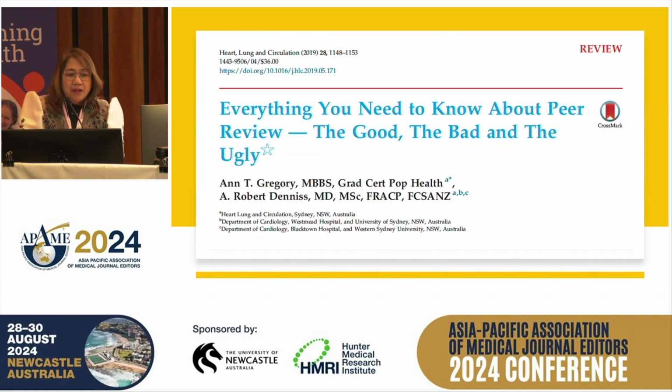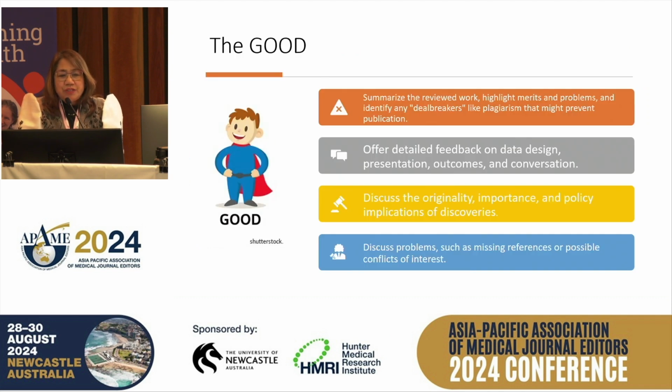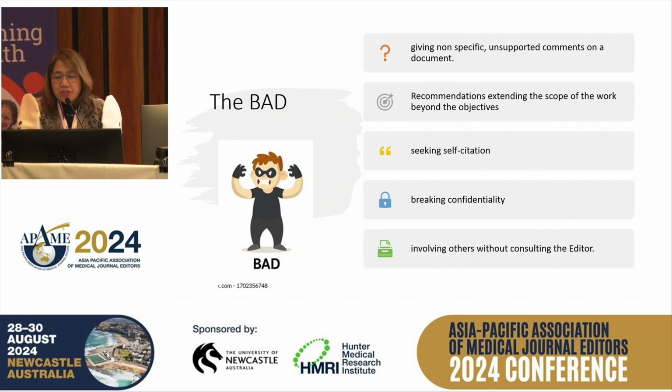So just to round it off, to summarize what is the good, the bad, and the ugly from this particular paper. So a good review would summarize the reviewed work, highlight merits and problems, and identify any deal breakers like plagiarism that might prevent publication. Offer detailed feedback on data design, presentation, outcomes, and the conversation. Discuss the originality, importance, and policy implications of discovery. Discuss problems such as missing references or possible conflicts of interest. So that's what a peer reviewer should do.